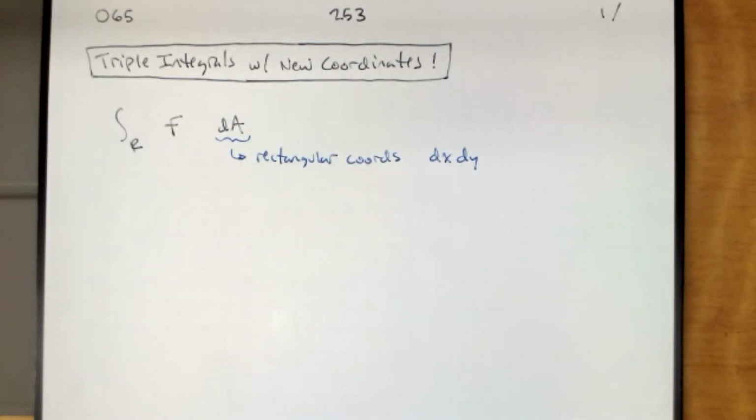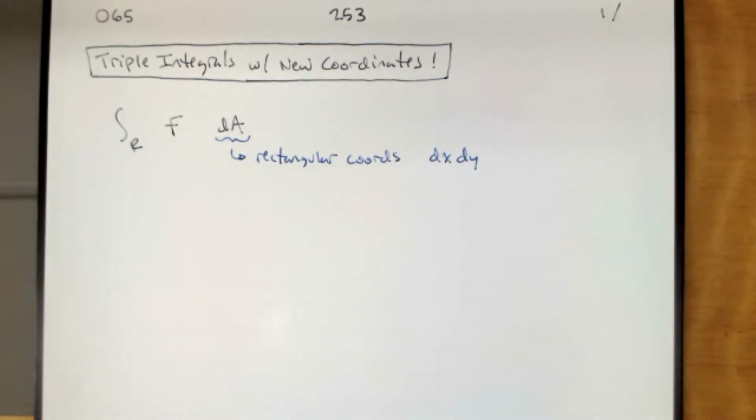If you recall, yesterday we were talking about double integrals, but in polar coordinates. And we highlighted the thing that we need to do. So today we want to upgrade that to triple integrals in other kinds of coordinates. So if you recall, a double integral over some region R of a function f dA.